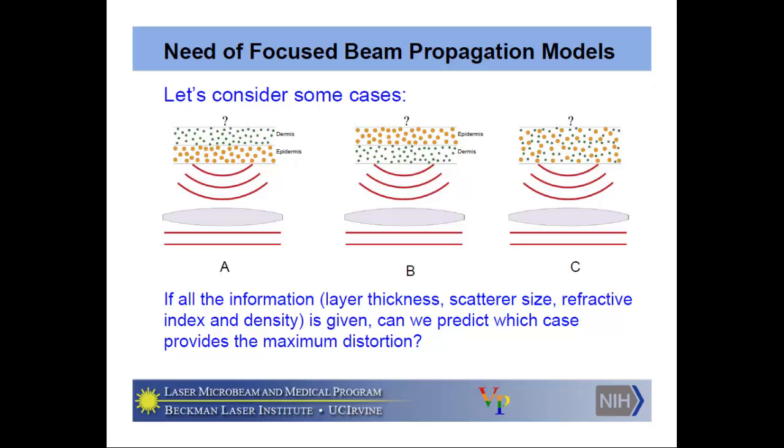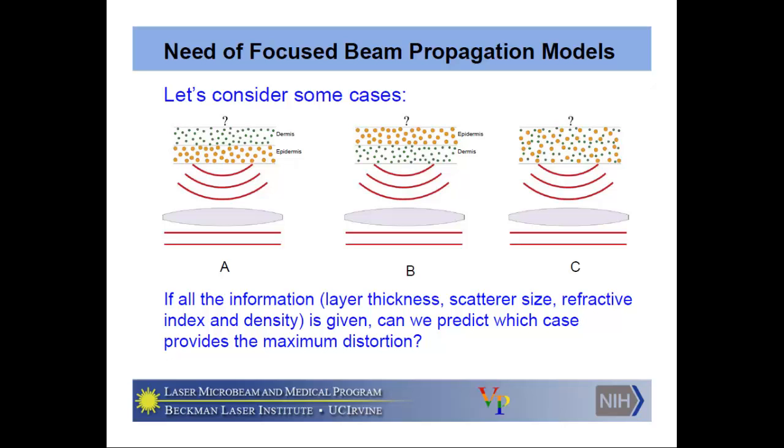And in this case, we can mix these samples, but the thickness is bigger in this sample. So we can say the larger scatterers are spread all over the tissue. We might get a maximum distortion in this case, but we don't know.